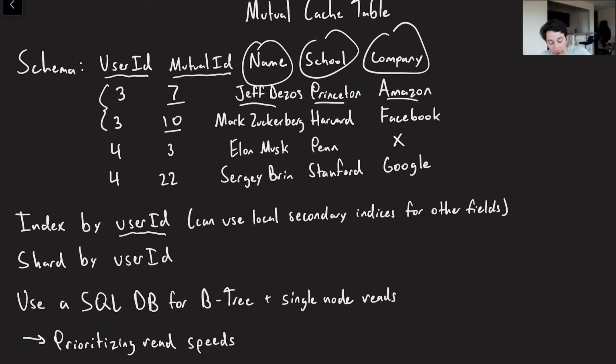If I want to query for all results for user ID 3, where one of their mutual connections went to Harvard, having an index field on the school is going to make that a lot simpler and quite a bit faster, because now I can binary search.